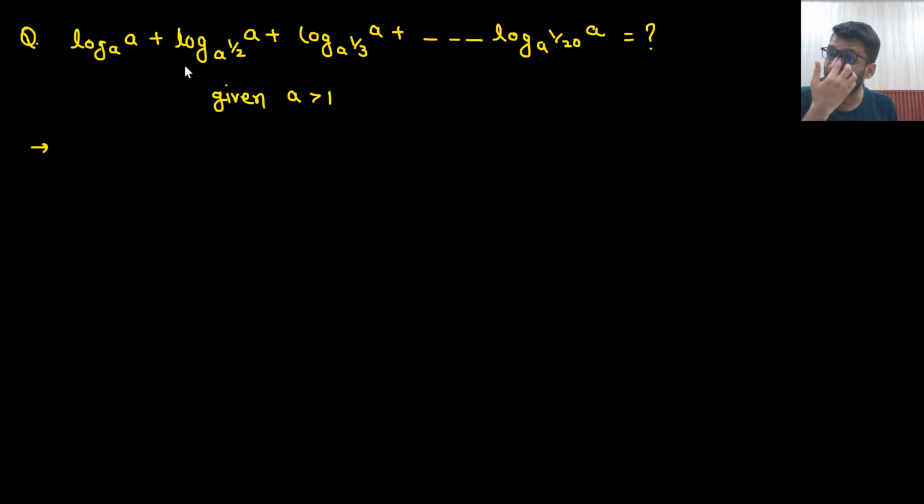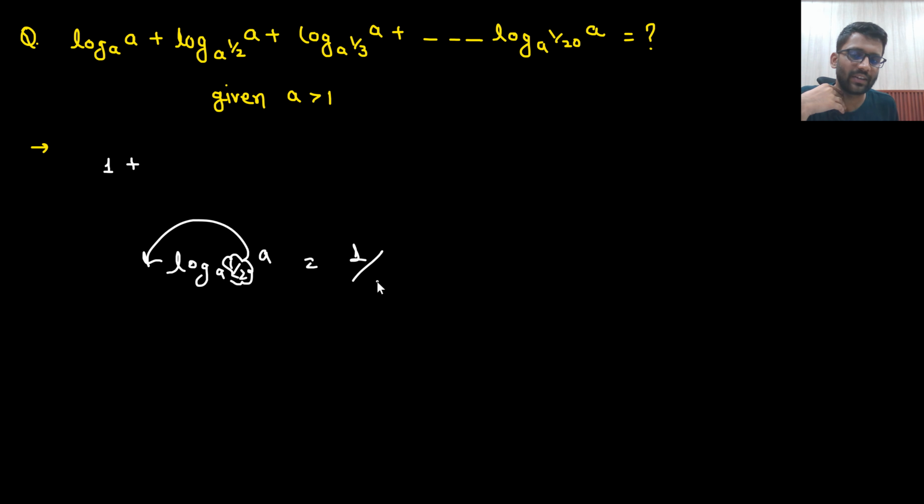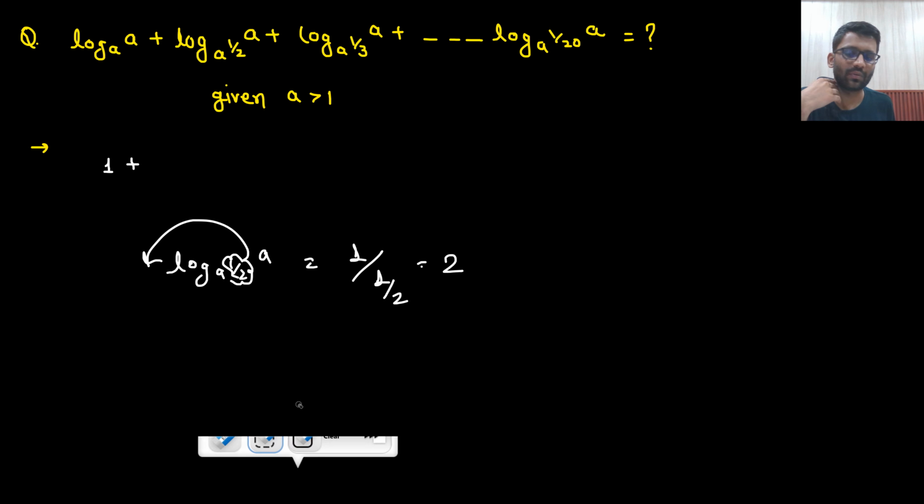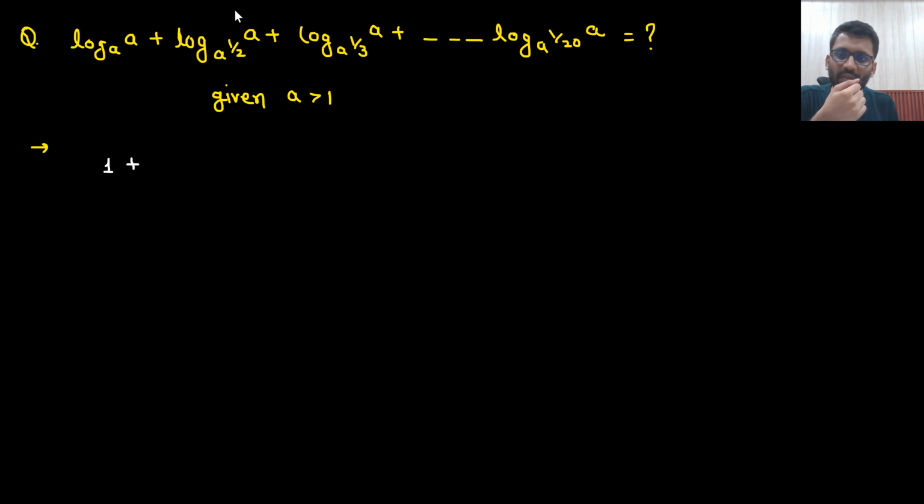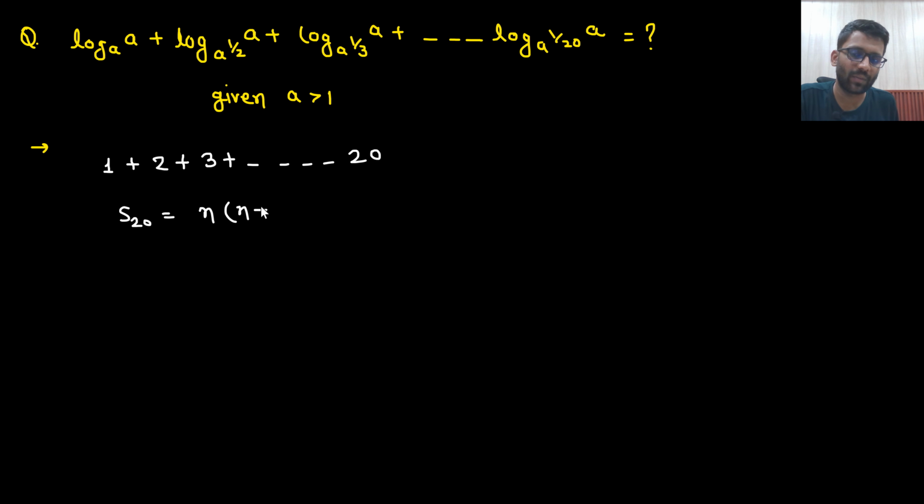Let's see the next one. Log a, a to the power how much is a? 1. Log a to the power 1 by 2 a. I told you one property: if there is a power n, when it comes in front, it will come in reciprocal. So this will be 2. This power will come in reciprocal. So it will be 2, the reciprocal of 1 by 3 will be 3, and so on it will go till 20. So from 1 to 20 you have to add. What is the addition? Do you remember? Even if you don't remember, you will study it in sequence and series. There you will get to know that it is n into n plus 1 by 2.